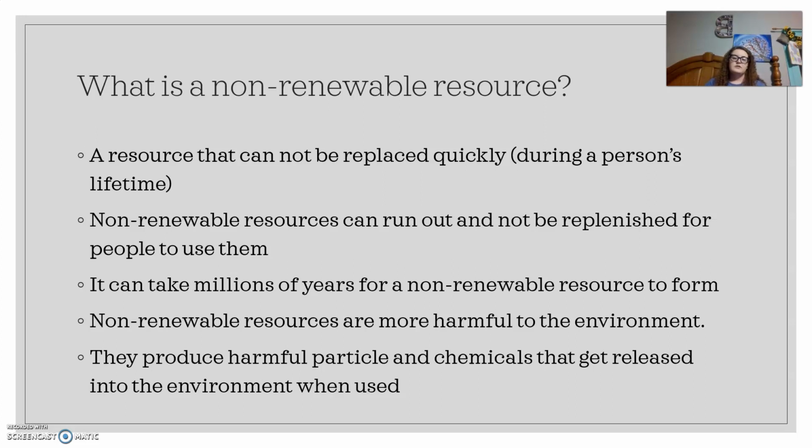Non-renewable resources are more harmful to the environment than renewable resources. They produce harmful particles and chemicals that get released into the environment when they are used or burned.